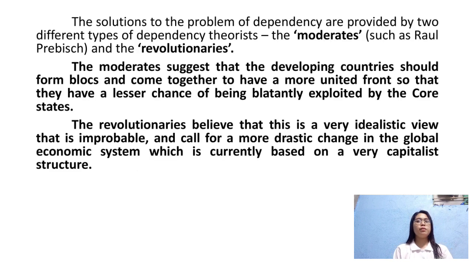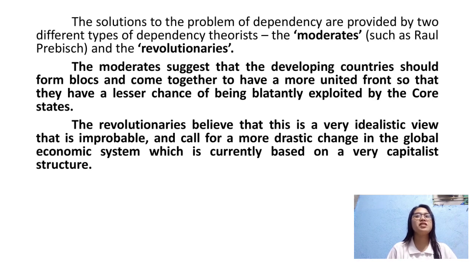The solutions to the problem of dependency are provided by two different types of dependency theorists: the moderates, such as Raul Prebisch, and the revolutionaries. The moderates suggest that developing countries should form blocs and come together to have a more united front so that they have a lesser chance of being blatantly exploited by the core states.